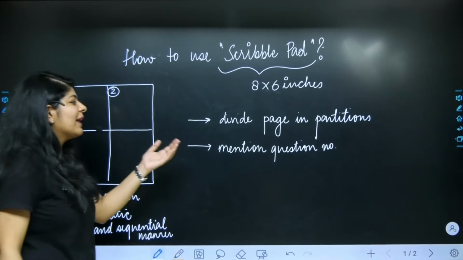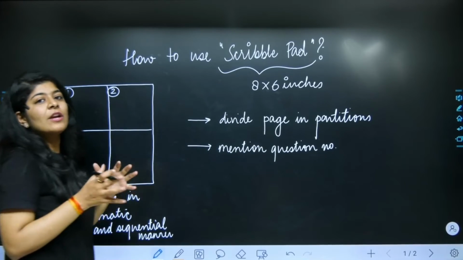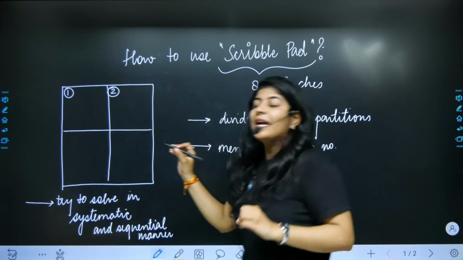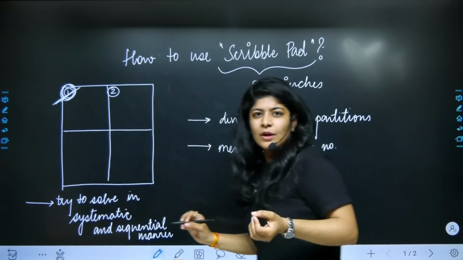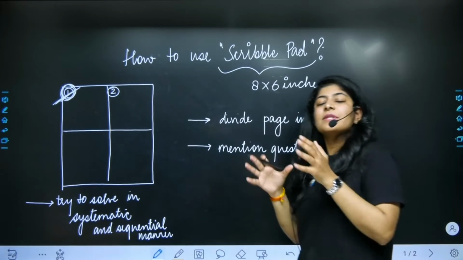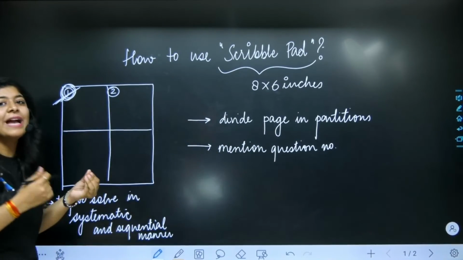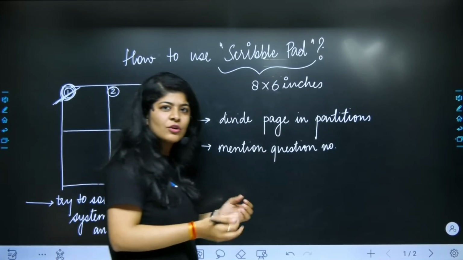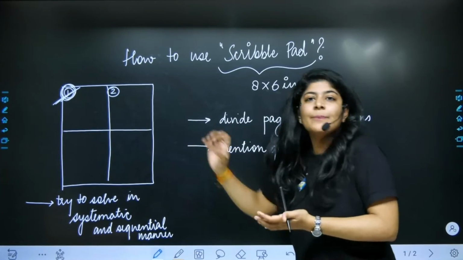Now, what is the benefit of mentioning the question number in the scribble pad? Let's suppose we get stuck in any particular question. You should mark that particular question, or you can leave a certain space or portion after that question, and you can also fold that particular page, so that when you are revising, you can easily detect that you got stuck in that particular question.